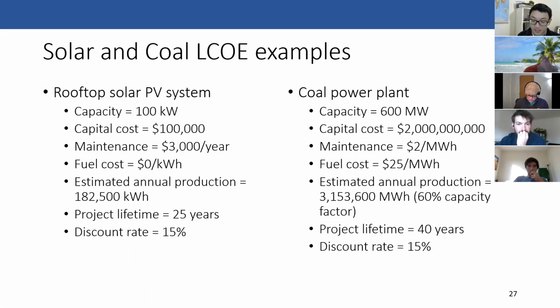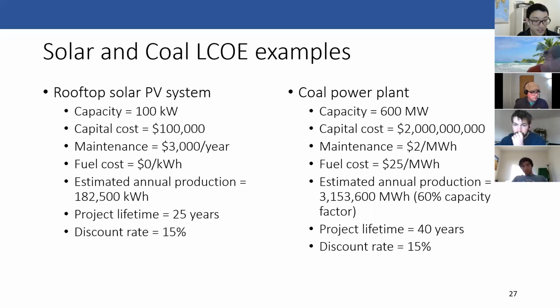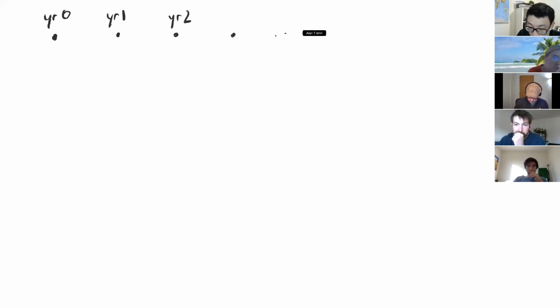The project lifetime is 25 years and the discount rate is 15%. The thing to keep in mind here is that you've got a capital cost of $100,000 and $3,000 per year, a 25-year lifetime and a 15% discount rate. So let's put all of this together. I'm going to use the exact same technique that I've been showing. I think this is a nice visual way of seeing what's going on. Then we'll go dot, dot, dot out to year 25, which is the lifetime of this particular asset.